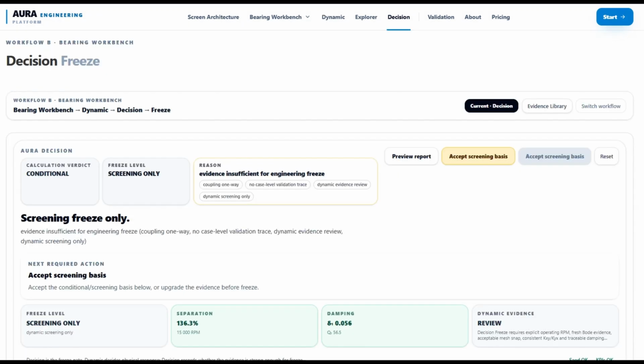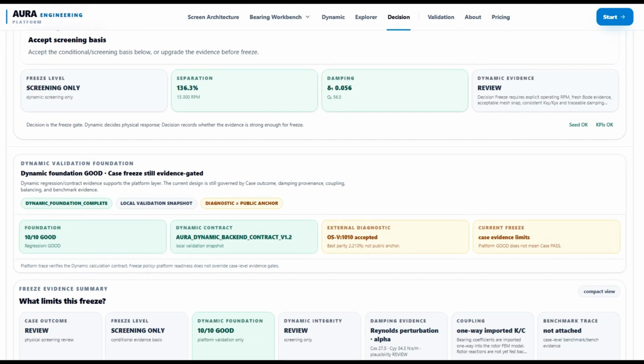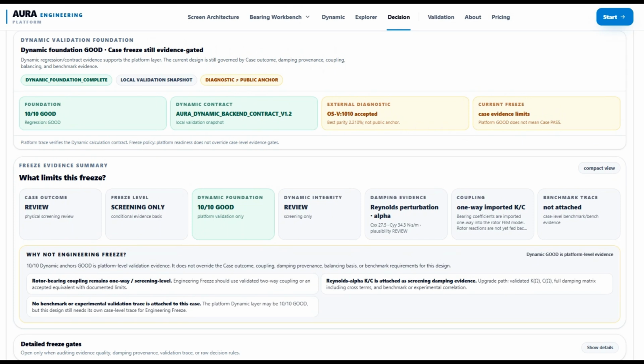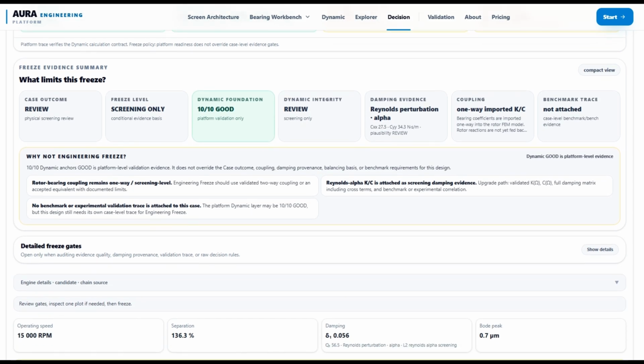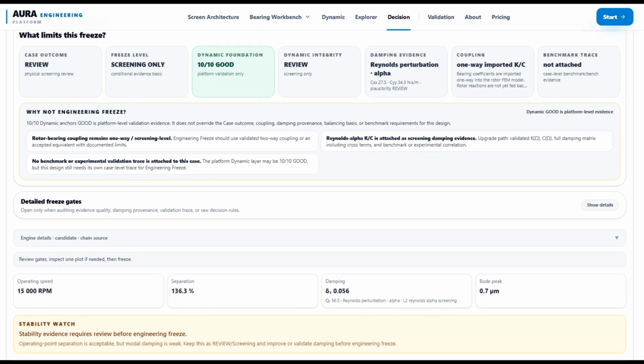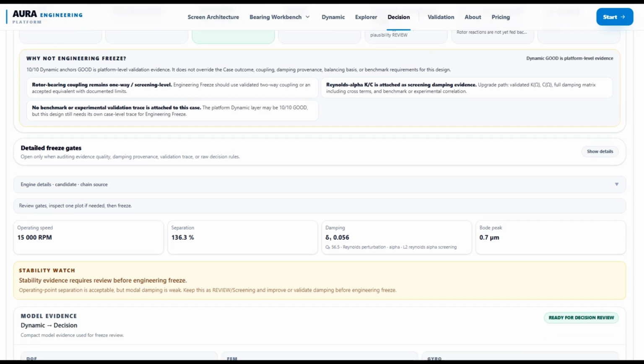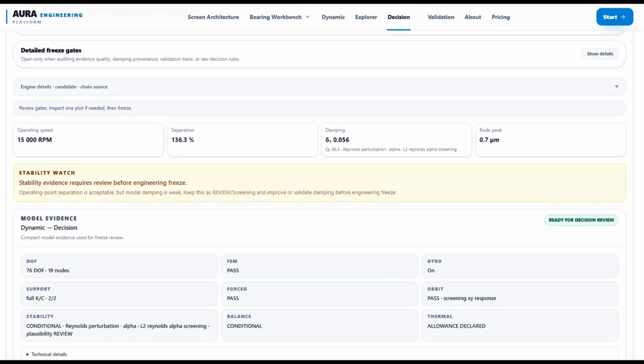Everything converges in the decision engine. Aura separates a completed dynamic run from an engineering release. Here, the model is ready for review and several physical checks pass. But the overall verdict remains conditional, and the freeze level stays screening only. Damping evidence is still screening level, bearing-to-rotor coupling is one way, and no case-level benchmark or experimental trace is attached yet. Aura allows review, but it does not release the design until the evidence is strong enough.